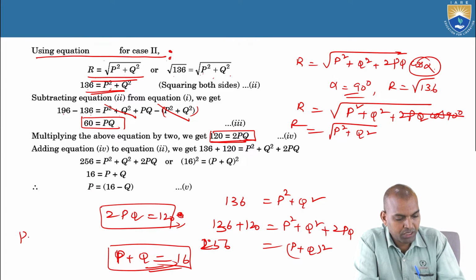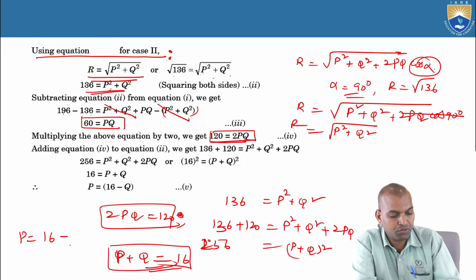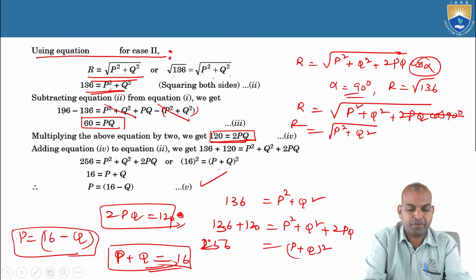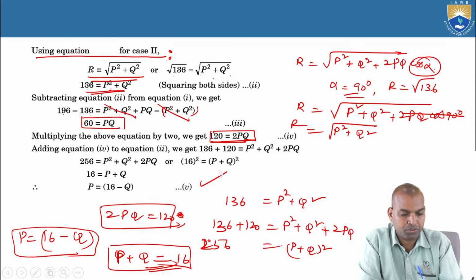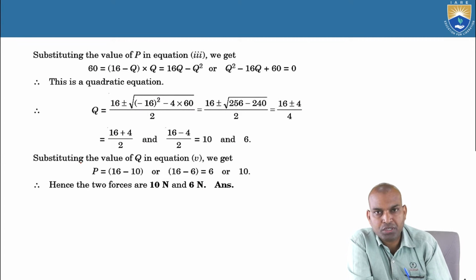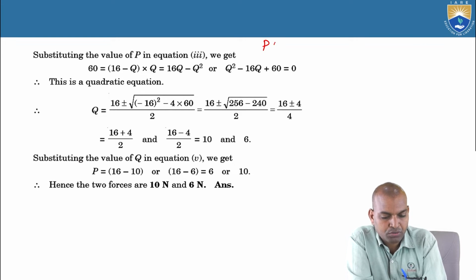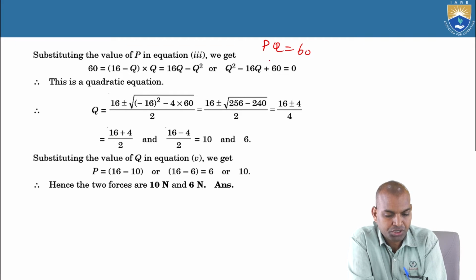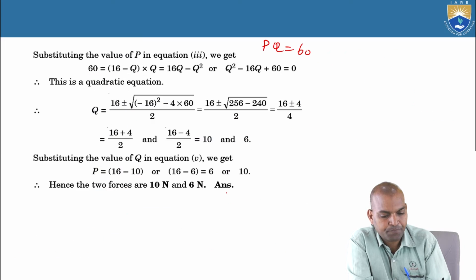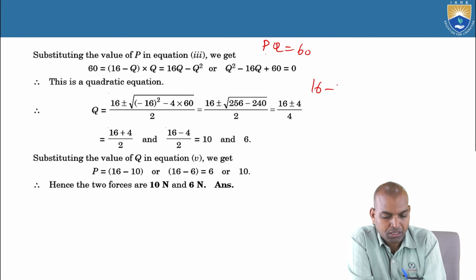Then p equals 16 minus q. This is equation 5. Now, for further simplification, we know equation 3: pq equals 60, and here 60, not 60 degrees. We know p equals what? Just now we expressed it: p equals 16 minus q. Substitute here, p value 16 minus q. So (16 minus q) times q equals 60.